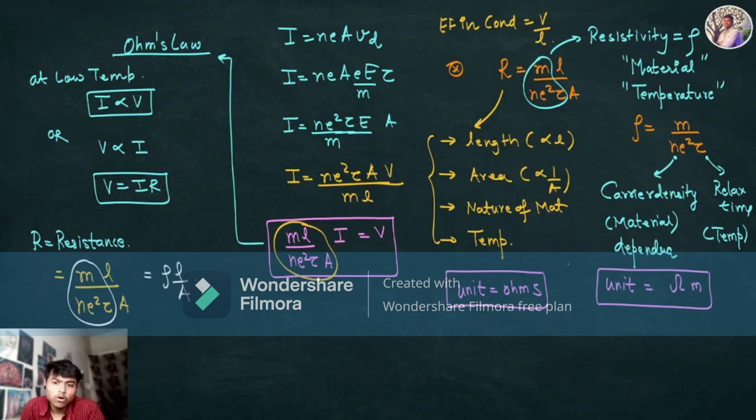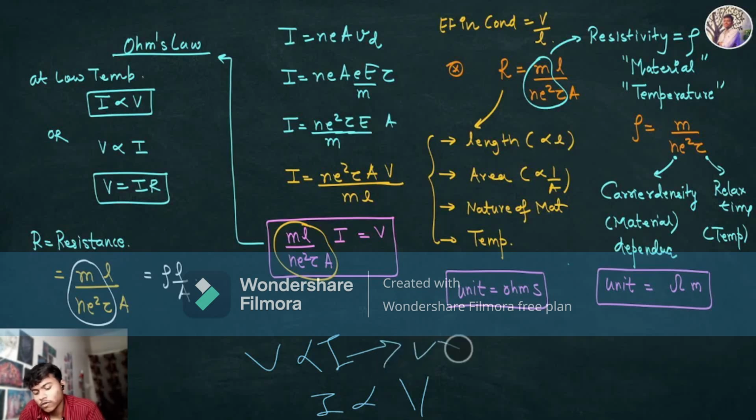Now we come to Ohm's law, which we have all learned from childhood. When the voltage increases, the current increases accordingly. So V is directly proportional to I, or I is directly proportional to V. Taking this, V is equal to IR, and I is equal to GV.